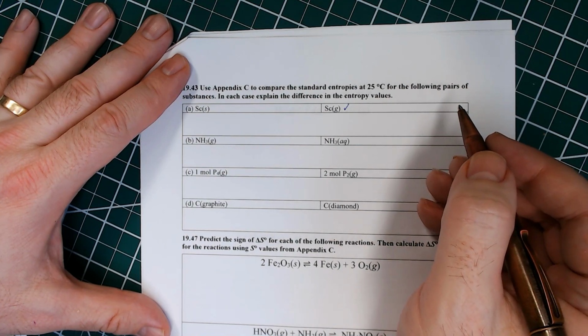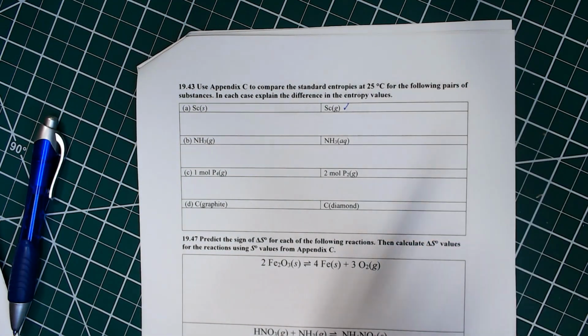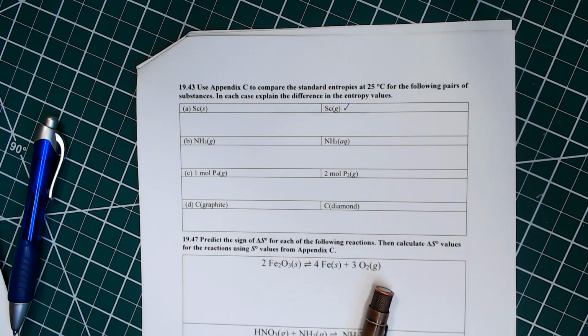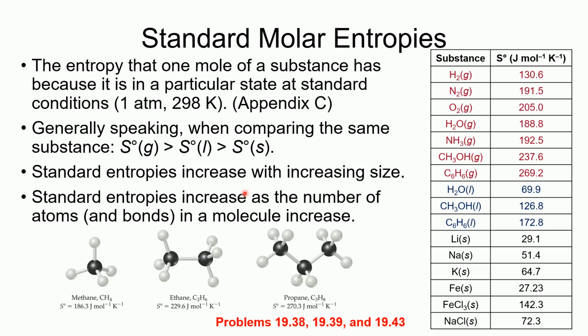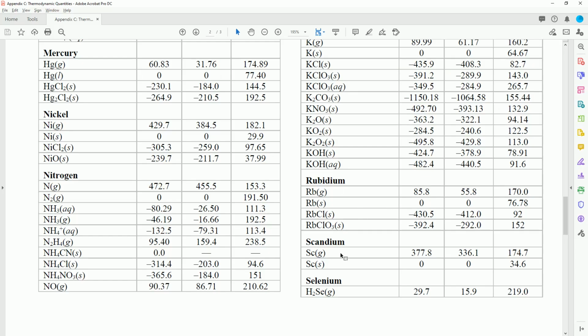We'll go ahead and look those numbers up. So I'm going to go over to here, and we'll scroll down. Oh, there's scandium right there. So the entropy of scandium, I'm sorry, solid is 34.6. And for the gas, it is 174.7. And both of those are in joules per mole Kelvin.